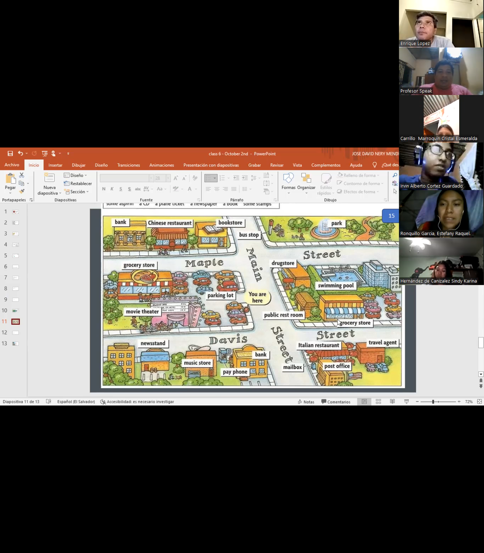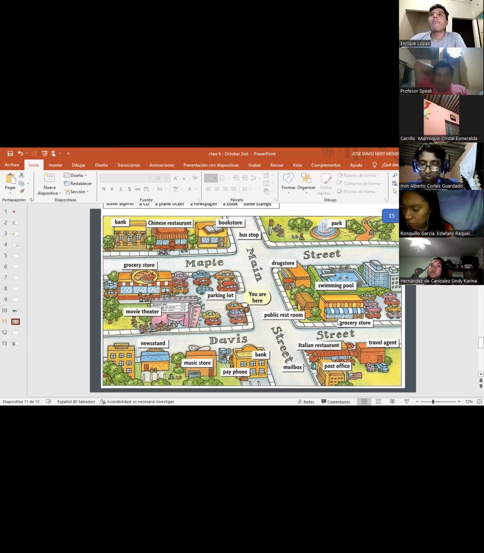Kenya, and then Sarai, and then Yanira. Okay. Go, Kenya. Three examples. There is a park. There is a bookstore. What's missing there? A bookstore. There is a bookstore. There are two banks. Thank you. Sarai, go. There is a payphone. There is a drugstore. There is a swimming pool.